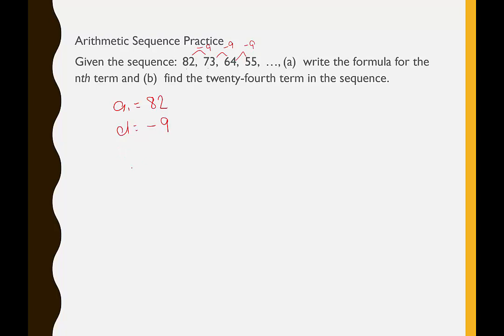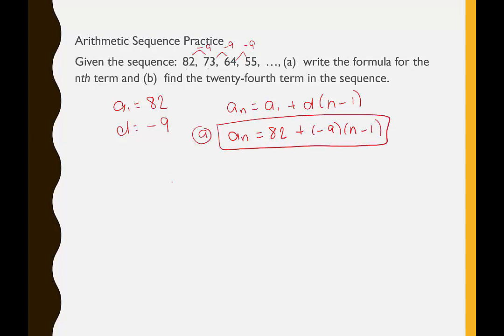And then n is our unknown, so we don't know n or a sub n. So we're going to have a formula that relates two unknowns, which makes sense. So when we plug in, we have a sub n is equal to a sub 1 plus d times n minus 1. We would say a sub n is equal to 82 plus negative 9 times n minus 1. This would be the formula, so this would be the answer to part A. For part B, find the 24th term. This time we know that n is 24. So we would say a sub 24 is equal to 82 plus negative 9 times 24 minus 1.